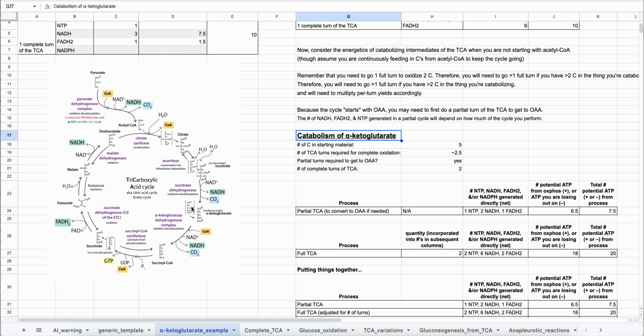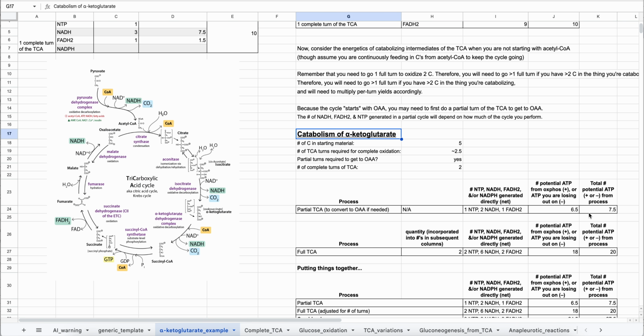When we start with alpha-ketoglutarate, we've already lost a CO2 and we've already generated an NADH. So we're not going to get this NADH in that partial turn. Instead, we're only going to generate 2 NADH, and we're going to generate our FADH2 as well as our GTP, or ATP in different tissues or species. And so we have this 1 NTP, but now only 2 NADH and 1 FADH2. Now when we multiply things out, we get a potential of 7.5 instead of 10. So you can see that the NADHs are really energetically useful with the oxidative phosphorylation.